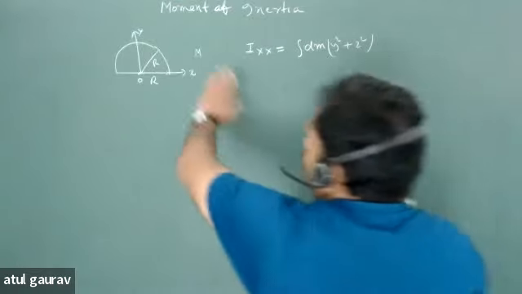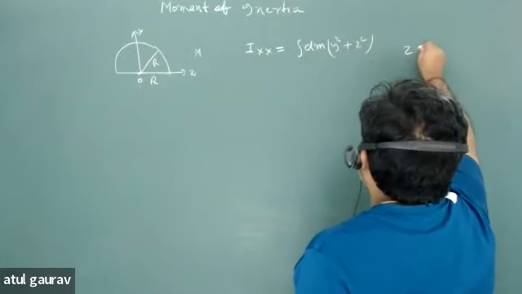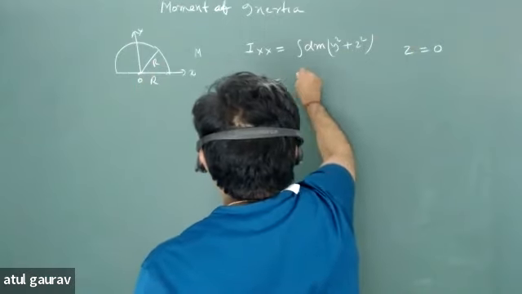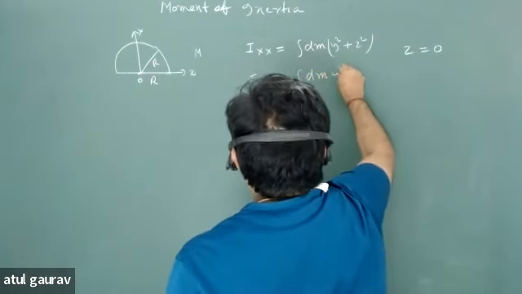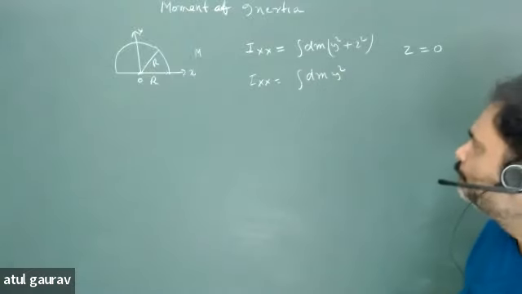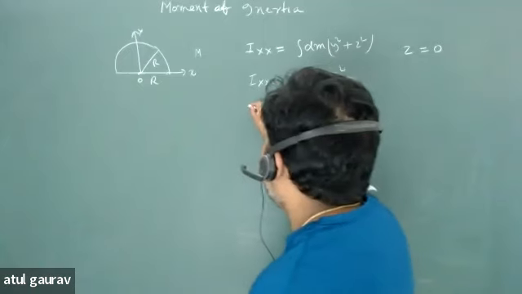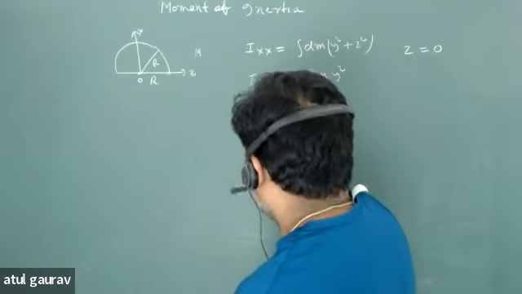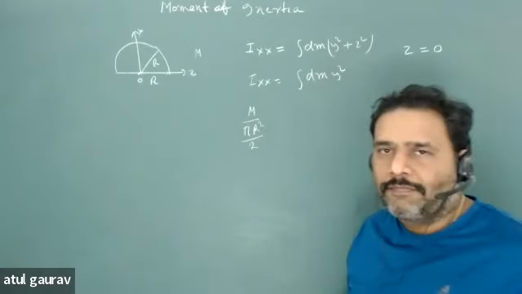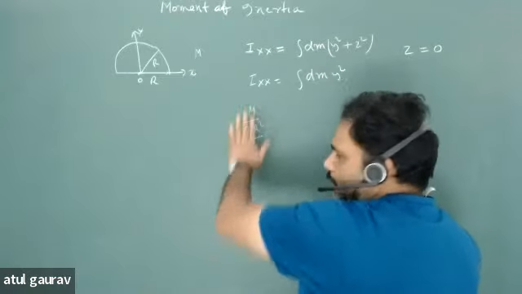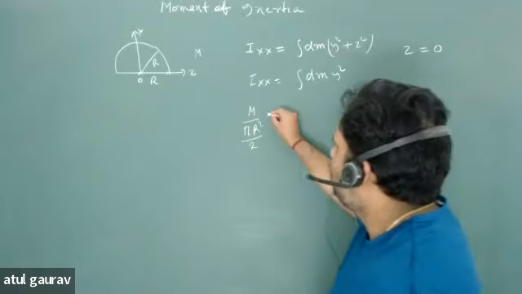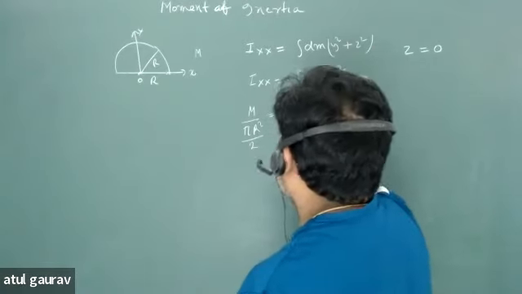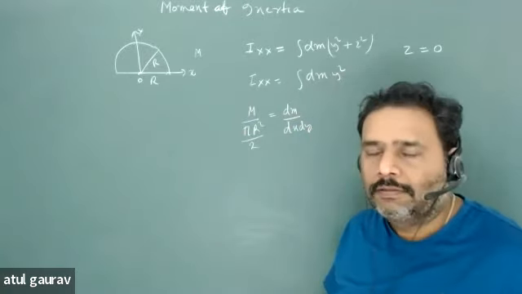Now z is equal to 0 because it is in the xy plane. So I can put z equal to 0. So what will be Ixx? Ixx is equal to the integral of dm y square. Everyone is comfortable? And what is my dm? M upon pi r square upon 2. This is the density, and this is obviously the surface density, mass by area. Okay. So this is sigma. And this can be written as dm by dx into dy. Everyone is comfortable? Yes, sir.